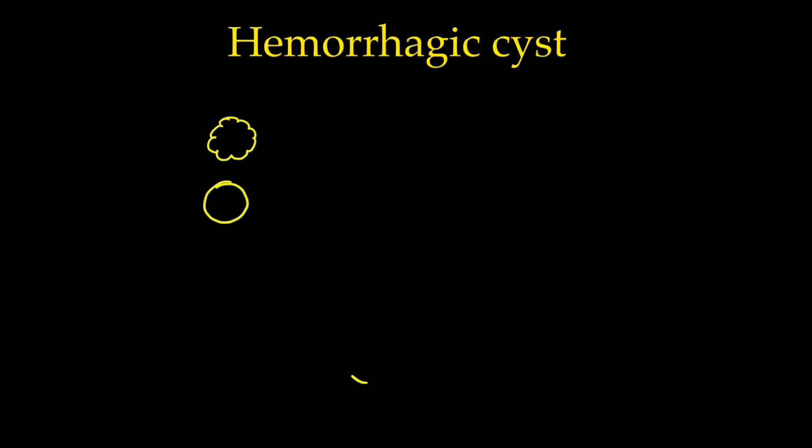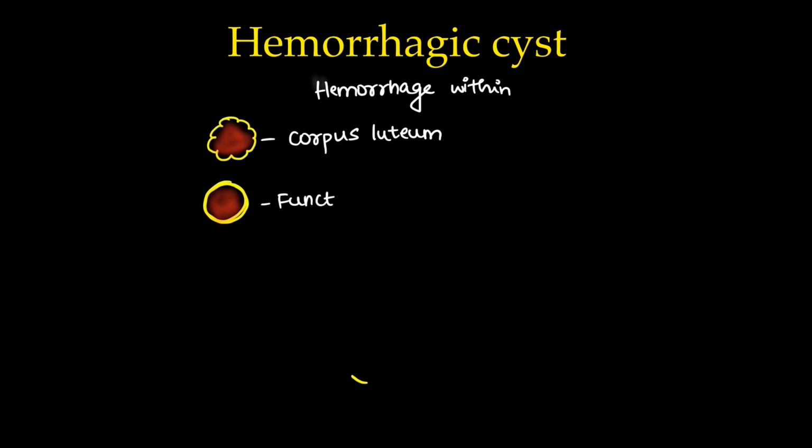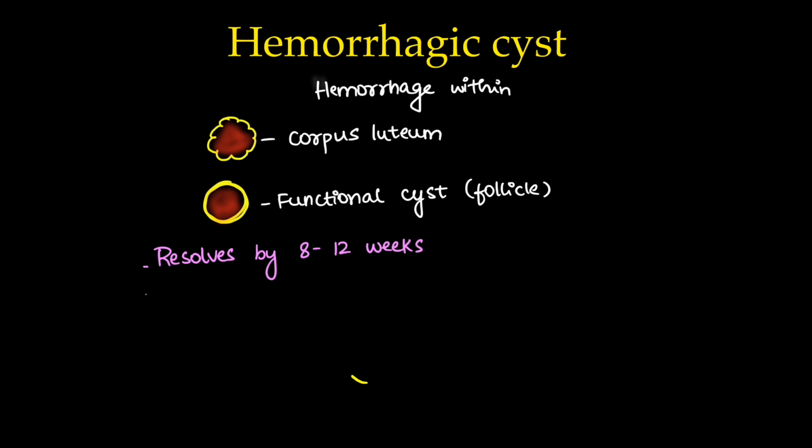Coming to the case discussion, hemorrhagic cyst is of two types based on the cause. Whenever there is hemorrhage within the corpus luteum or within a follicle, also known as functional cyst. So hemorrhage can occur either in corpus luteum or a functional cyst. This will lead to hemorrhagic cyst. This normally occurs in many cycles in all the females and resolves by 8 to 12 weeks. So imaging features depend on the age of the blood within the cyst.